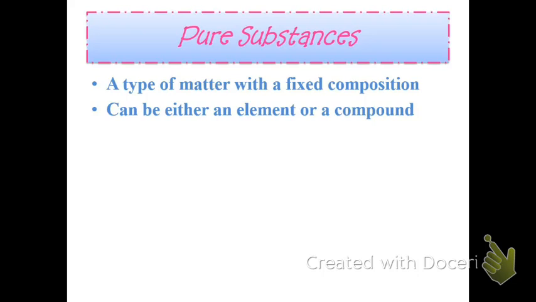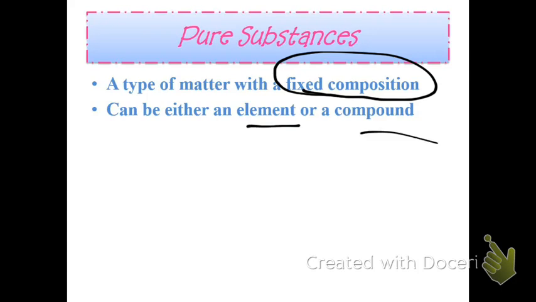Alright, so we already talked about a little bit about pure substances, but just some general definition stuff. They have fixed composition, meaning that they are in pretty much the same ratio always, and of course they can only be elements or compounds.